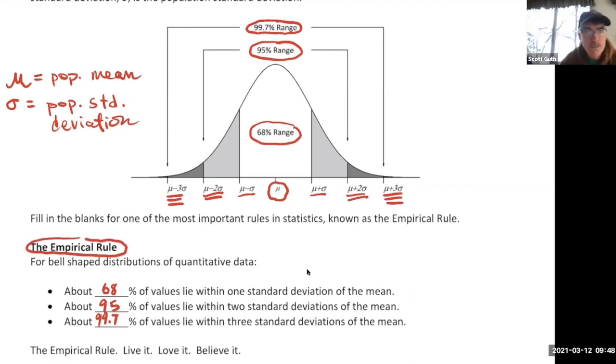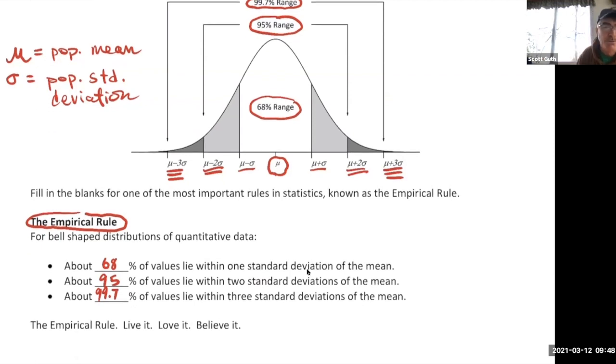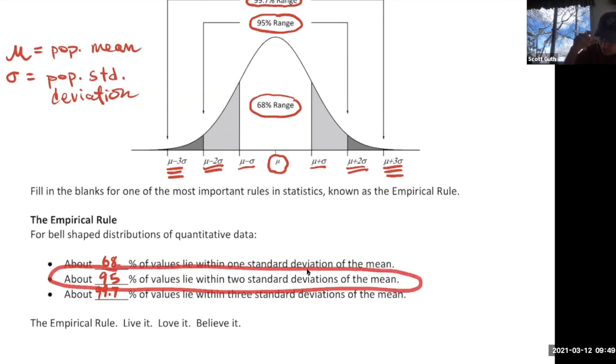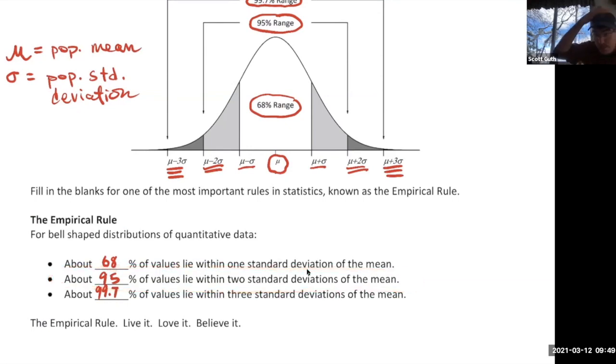Empirical just means, look, it's just what happens with data. We see it happening all the time, but only the ones that are bell-shaped in distribution. Now, I say down below the empirical, live it, love it, believe it. It's a little silly, but that second part of the empirical rule, which is this rule for unusualness, 95% of values lie within 2 standard deviations of the mean. That's almost statistics right there.